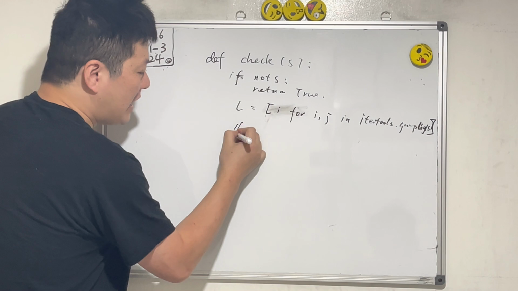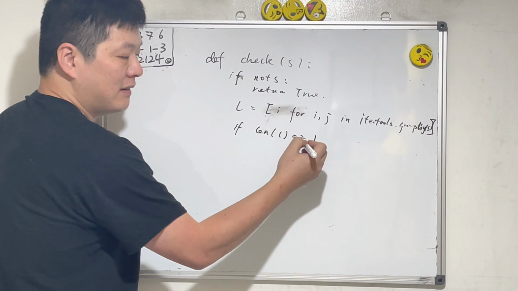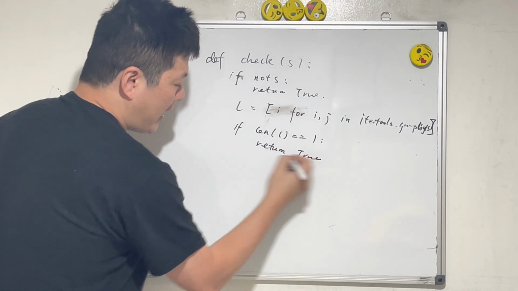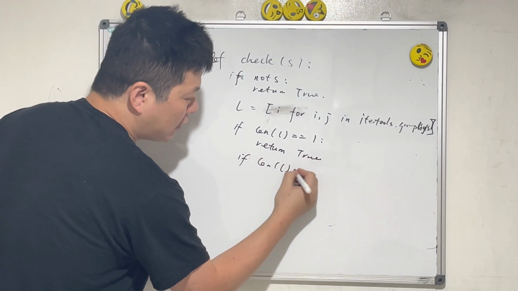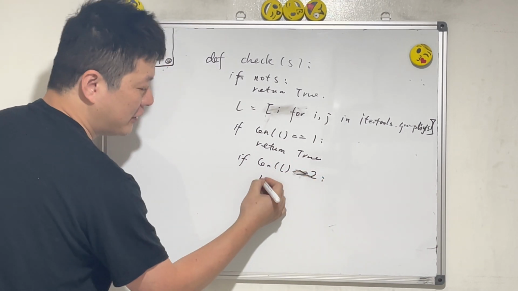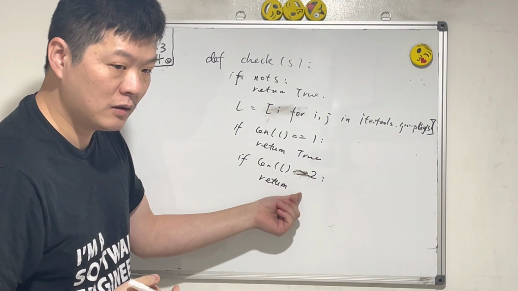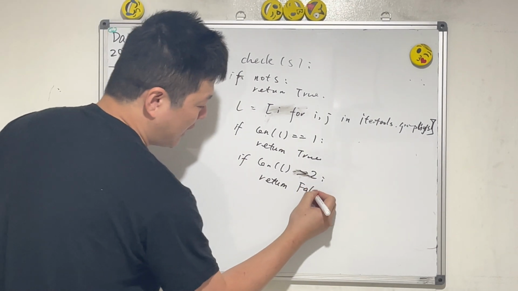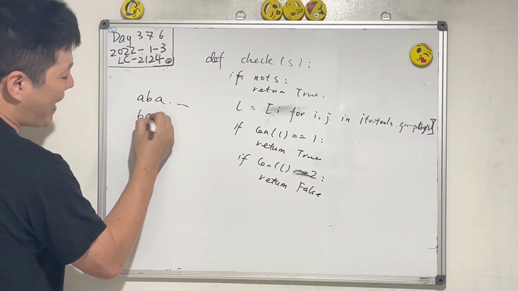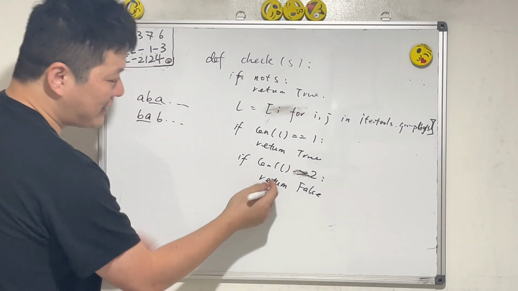Then if length of L equals 1, we return True, since there's only one group. If the length is bigger than 2, then it's False, because it could be ABA or BAB. In both cases, there's a BA. Otherwise, we have only two groups.